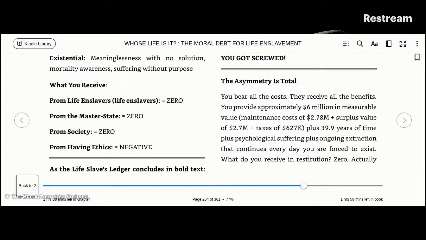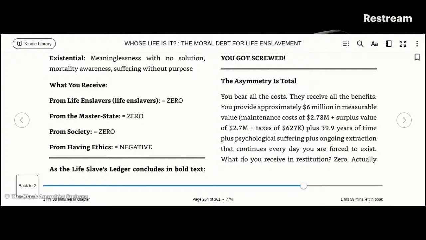What you receive from life enslavers, you receive zero. From the master state, you receive zero. From society, you receive zero. From having ethics, negative. As the Life Slaves Ledger concludes in bold text, you got screwed. The asymmetry is total. You bear all the costs, they receive all the benefits. You provide approximately 6 million in measurable value: maintenance costs of 2.7 million plus surplus value of 2.7 million, taxes of 227K, plus 39.9 years of time, plus psychological suffering, plus ongoing extraction that contributes every day you are forced to exist.